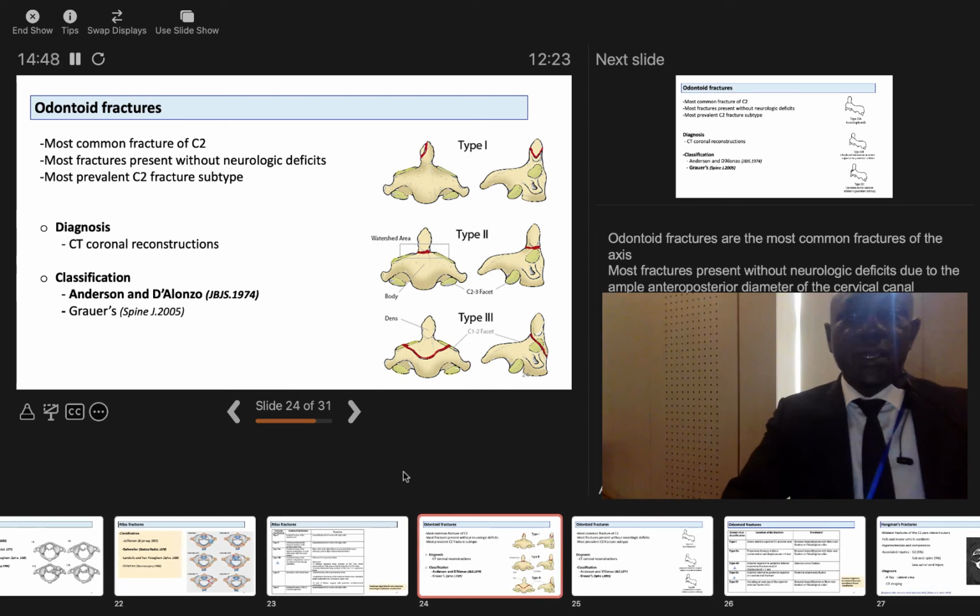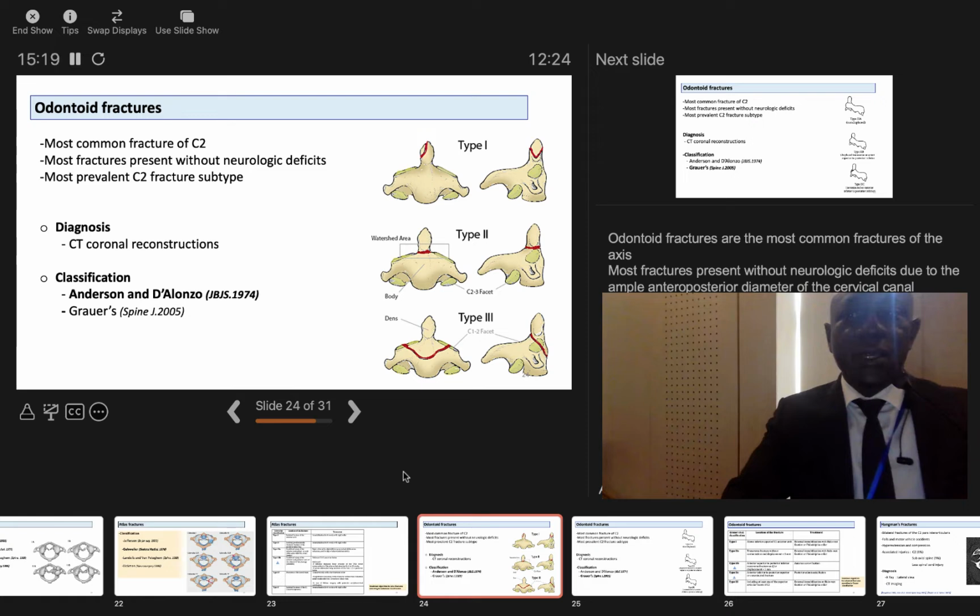Now the odontoid fracture. They are the most common fracture of the axis. Most fractures present without neurological deficit due to the ample anteroposterior diameter of the cervical spinal canal. They are diagnosed based on location of the fracture line, which is most easily visualized on coronal CT reconstruction.